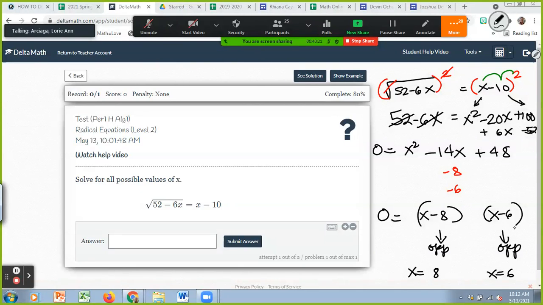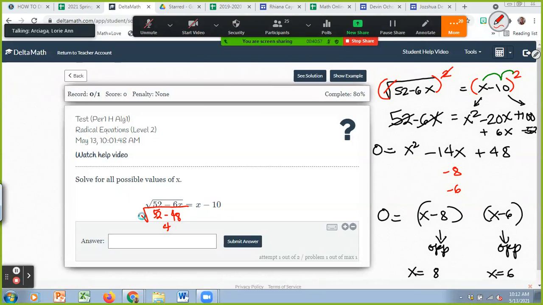Okay, just like what I mentioned earlier, square root functions are deceiving. They might show you that they have two answers, but some of them only have one. So we have to check in the original equation. How? We're just going to plug in, very quick. So this is 52 minus, let's try 8. 6 times 8 is 48. So 52 minus 48 is 4.